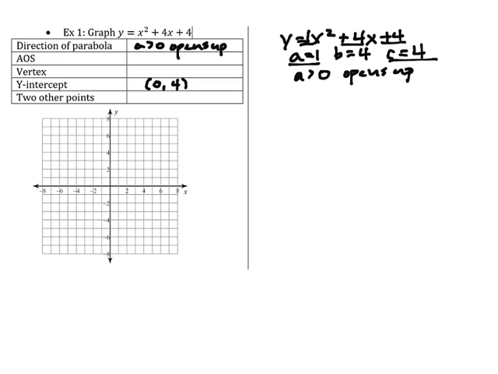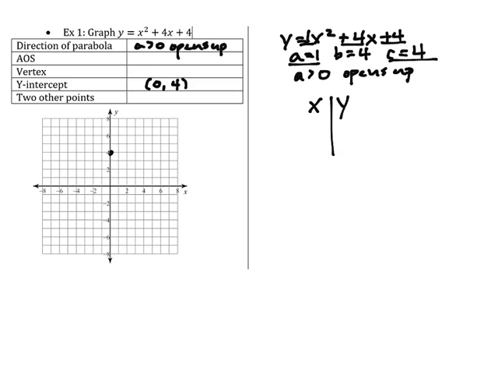Let's go ahead and graph that. 0, 4 is going to be right here. After we do that, we know that the parabola lies somewhere close to 0, 4. Now, what are we going to do?